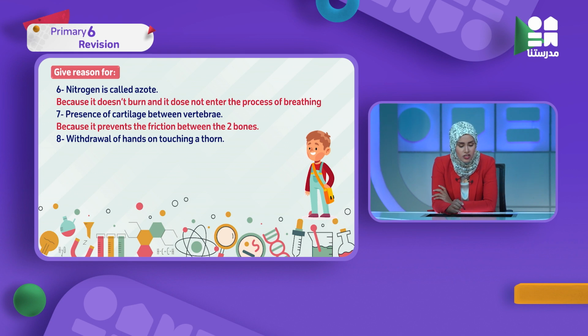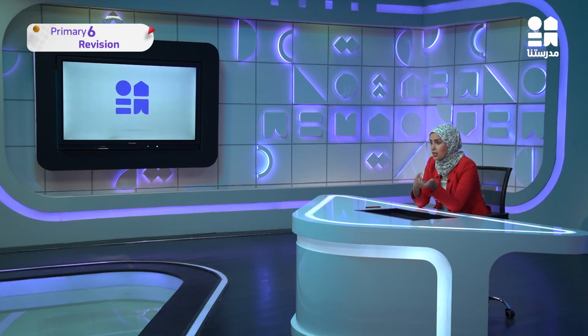Okay. Question number 8. Withdrawal of hands on touching a thorn. Let's stop, focus and review a very important part. Do you remember the reflex action? What is the meaning of reflex action? It's an automatic response to stimuli, a sudden reaction to stimuli. Stimuli means danger. Okay, a dangerous situation. Like touching a hot thing, like something near to the eye, a finger near to the eye. Or like touching a thorn.